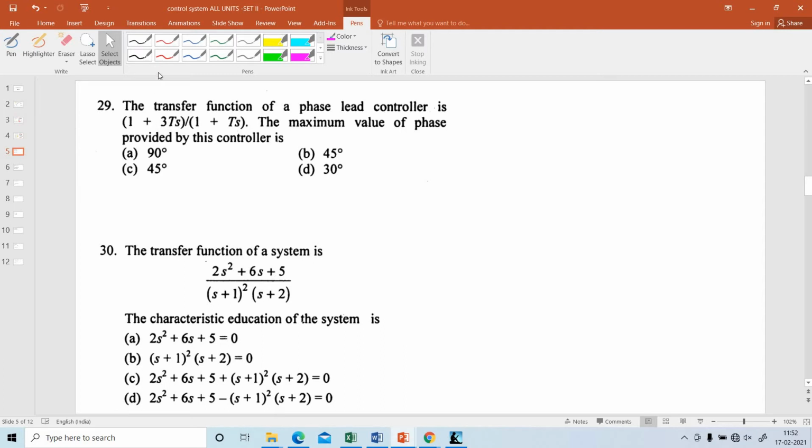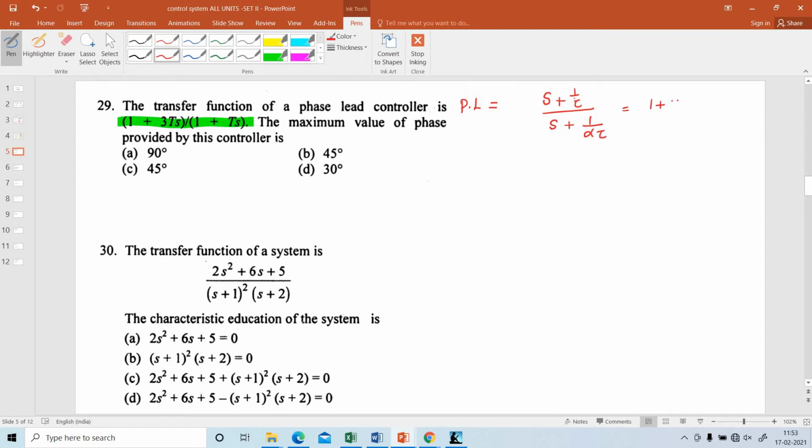Problem 29. The transfer function of a phase lead controller is (1 + 3Ts) divided by (1 + Ts). The maximum value of phase provided by the controller is? First of all, I am going to write the standard transfer function of the phase lead compensator. What is the standard transfer function? That is (s + 1/tau) divided by (s + 1/(alpha tau)).